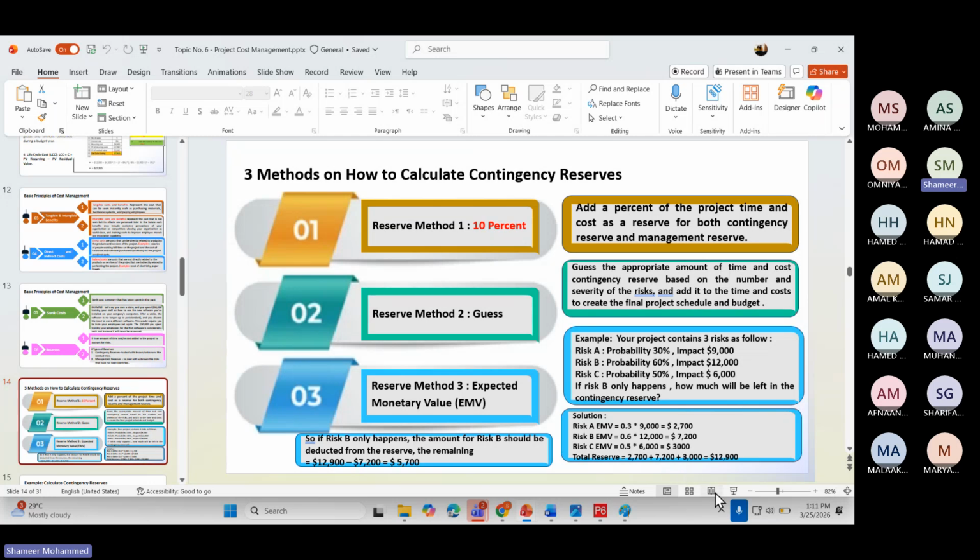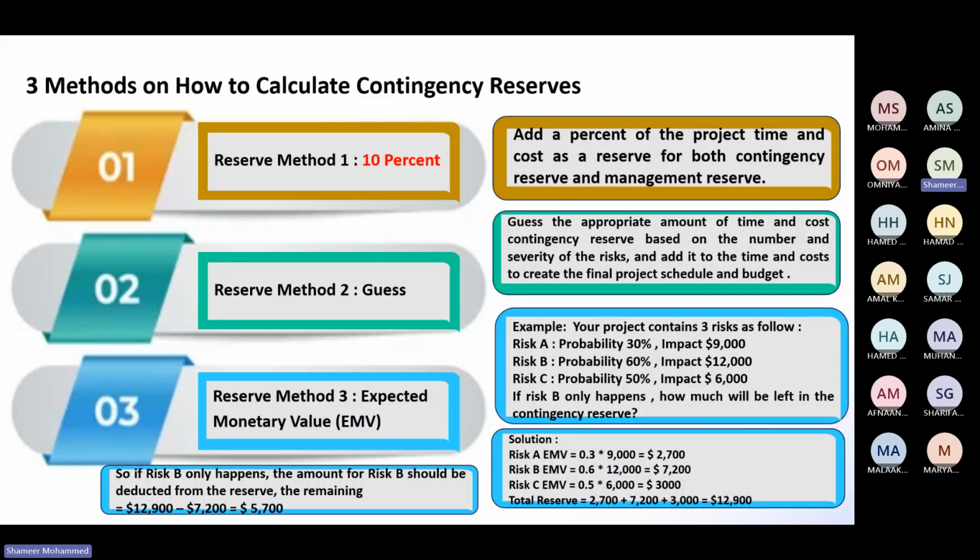Now see here, this type of problem you may get in the exam. How to calculate the contingency reserves? Now see here, the first reserve method is 10% you are adding. Add a percent of the project time and cost as a reserve for both contingency and management. Yani 10% you are saving it, extra you are adding.